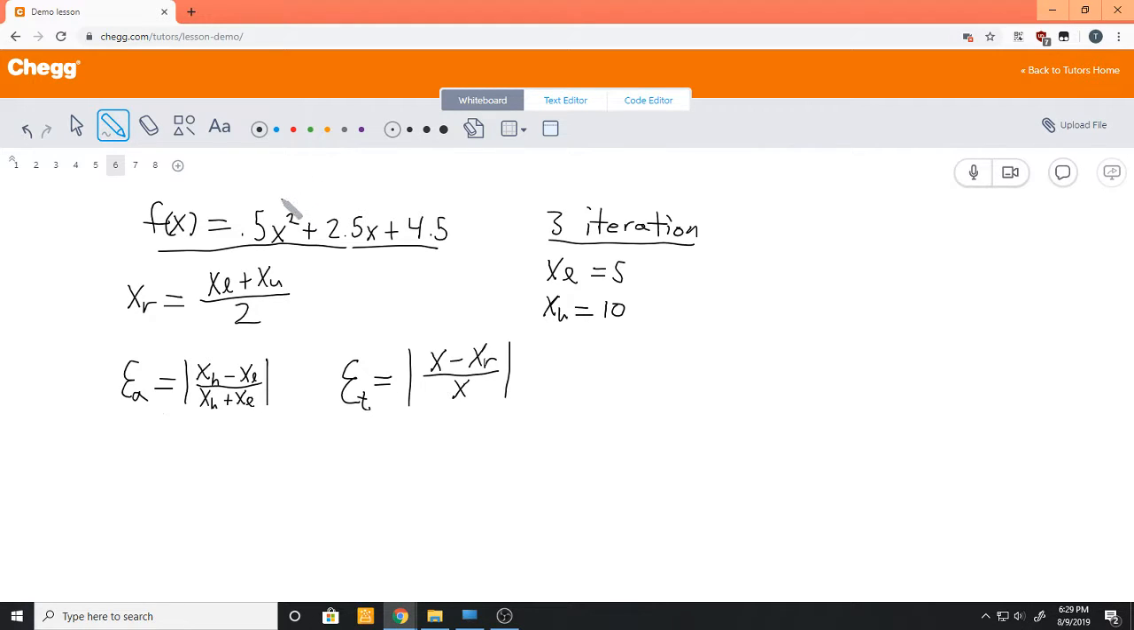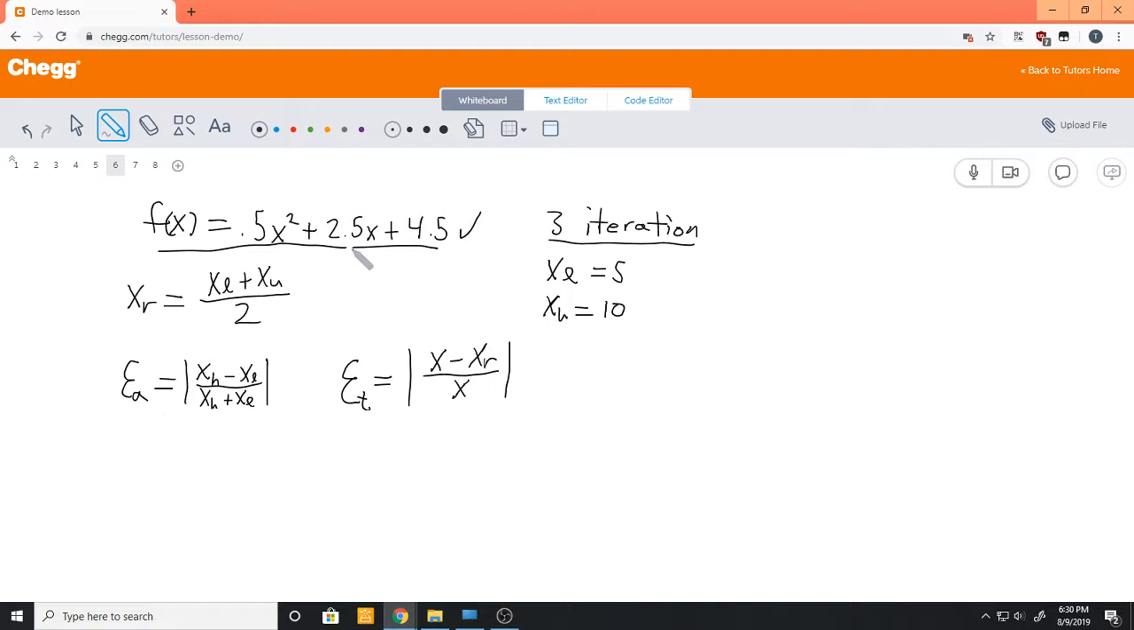The bisection method is used to find the roots of an equation, and it's kind of like a guess and check method. It's going to require multiple iterations, and the more iterations, the more accurate you're likely to become. For our problem, we're given the equation f(x) = 0.5x² + 2.5x + 4.5.